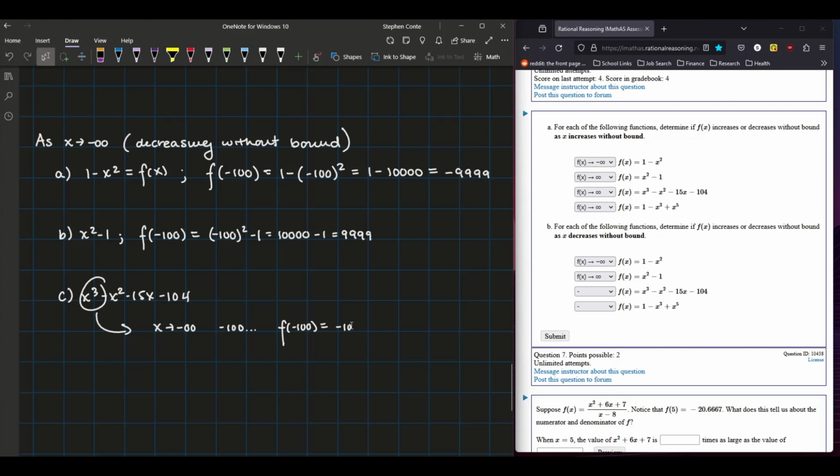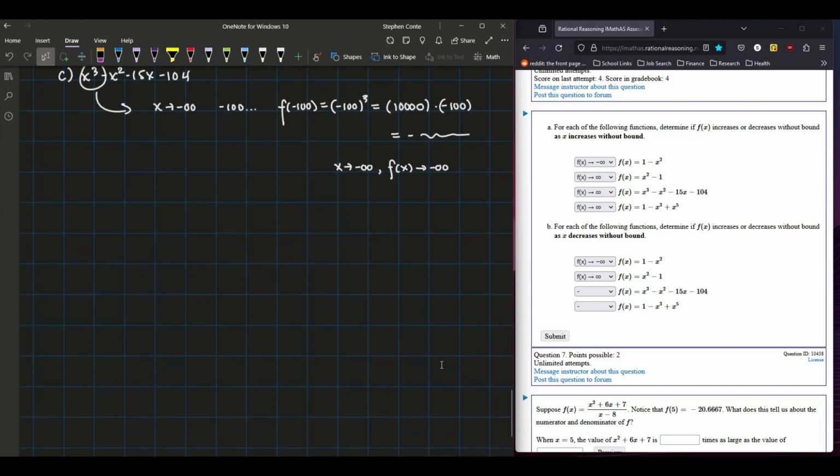So f of negative 100 here is going to be negative 100 cubed. Okay, well, when you square negative 100, you get 10,000, right? That's 100,000. No, that's 10,000. Times negative 100 again to get cubed. Well, that's going to be a really large negative number. So that means that as x approaches negative infinity in this case, f of x also approaches negative infinity.